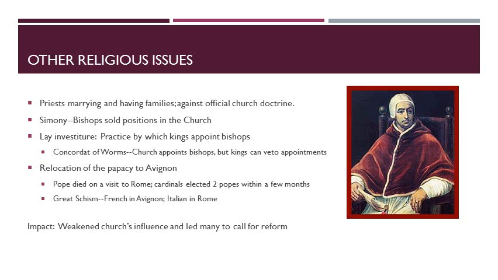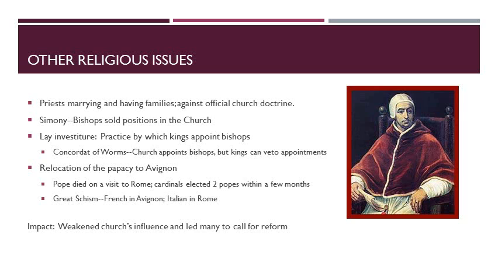And they go back and forth arguing about who has this authority until an agreement is reached called the Concordat of Worms. And it says that the church, the religious leadership, is responsible for appointing the bishops, but kings can veto those appointments. There's also a division in the papacy, the leader of the Roman Catholic Church, the Pope at this time.